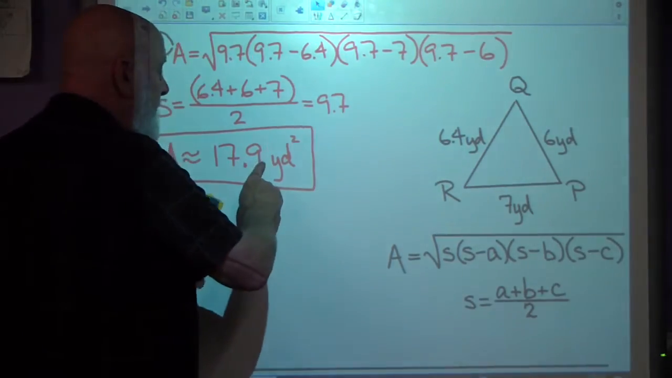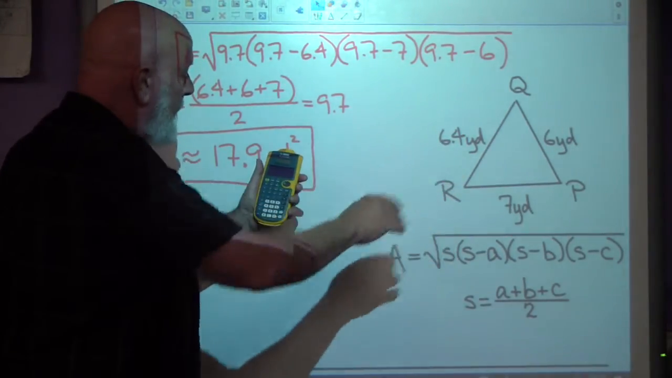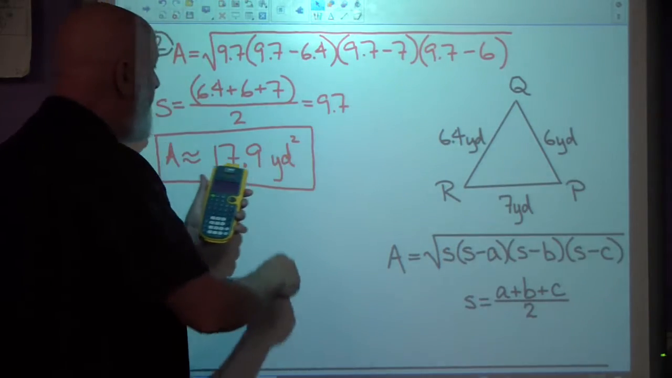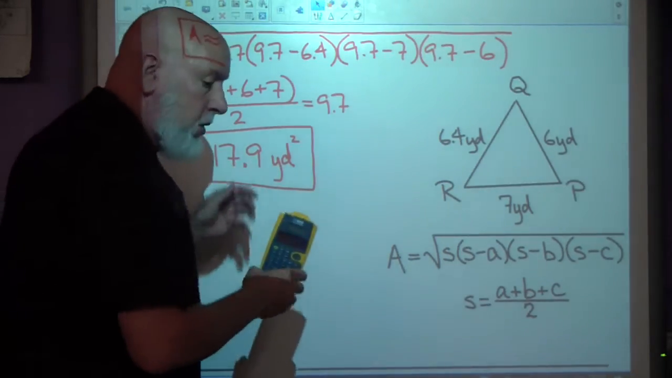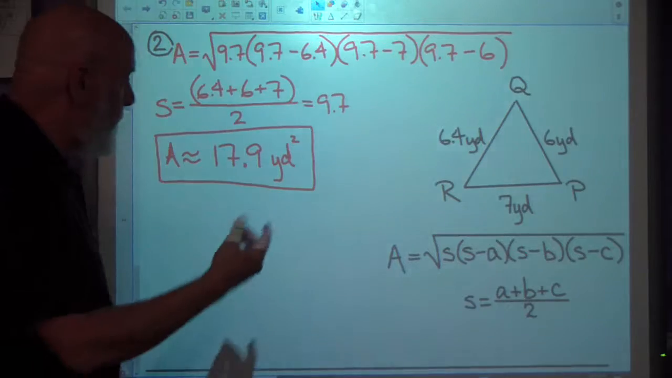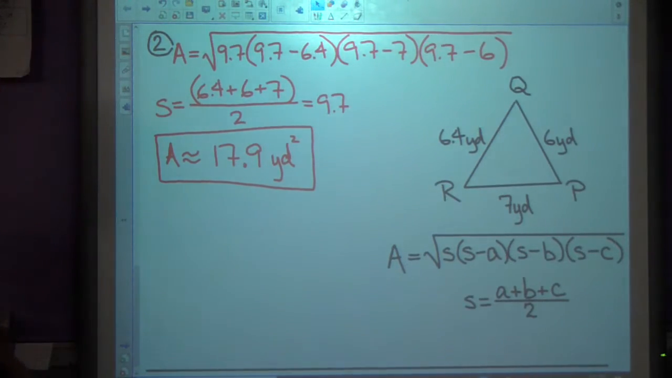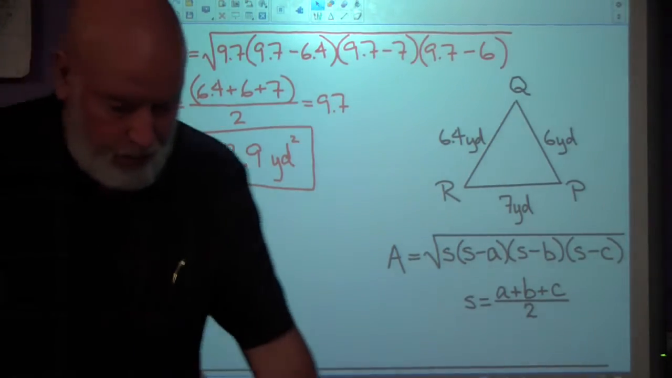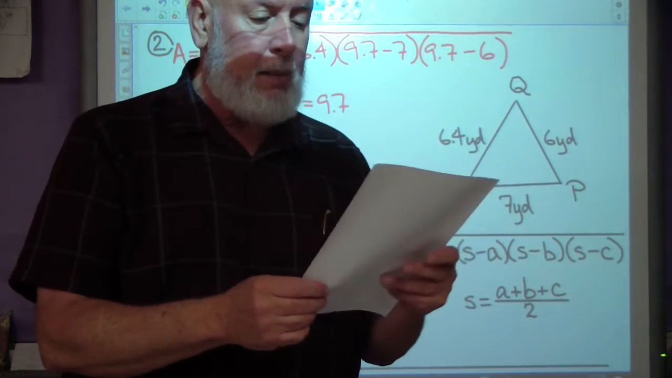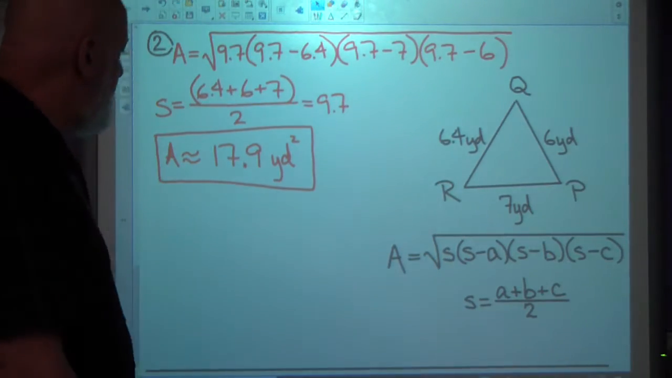And we can make this as precise as we want. The decimals keep going until it leaves the screen, so level of precision was just determined by what they asked us to round it to, nearest tenth. So let's see if I got it right. 17.9 square yards, yay! So there we go.